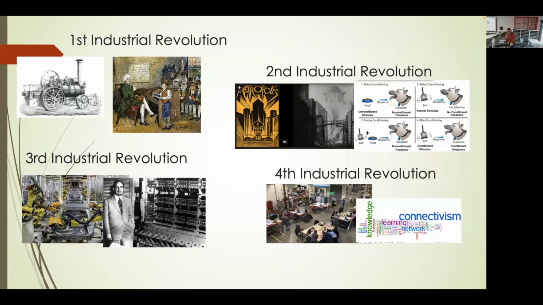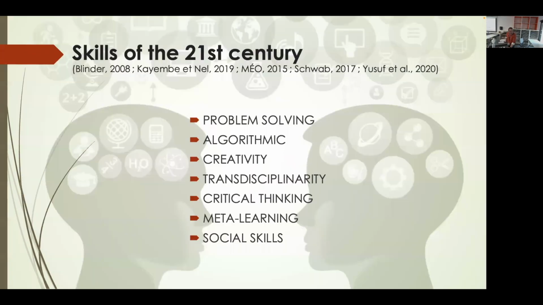And we have the fourth revolution, but nobody knows exactly what it is. We know there is 3D printing, artificial intelligence, the Internet of Things, lots of new artifacts, but we don't know if it's still a revolution or how it affects the educational system. But what we know in the literature are the skills associated with the fourth revolution, and we can see them in lots of different literature.